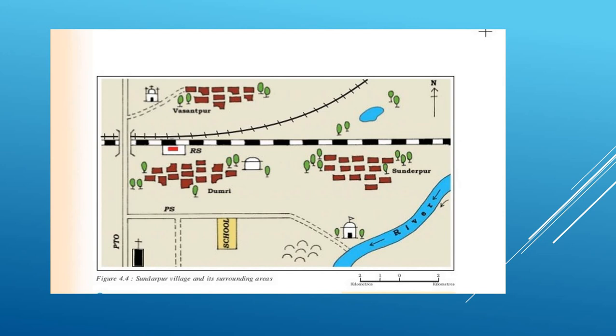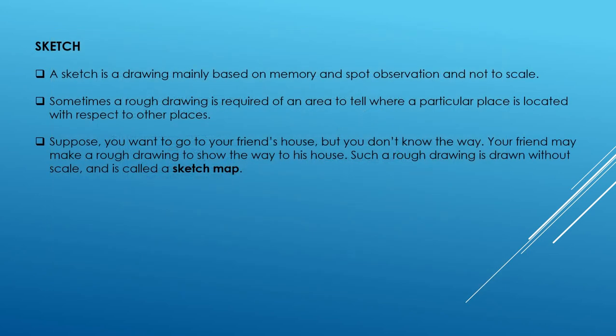So this is it about maps. And now we will study something which is called a sketch. So what is a sketch? Okay, a sketch is a drawing mainly based on memory and spot observation, and it is not to scale. Remember, it is not to scale.